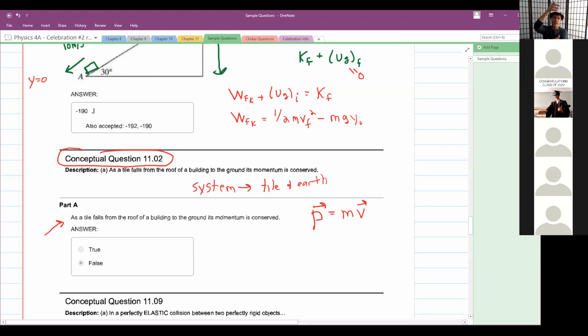And if I dropped an object from rest, it has no initial momentum. What that means is if my system is the Earth and the ball, the momentum would remain 0, which means as the ball moves down towards the Earth, the Earth would be moving up towards the ball with the exact same magnitude of momentum. All right, let me pause this and take a look at comments.